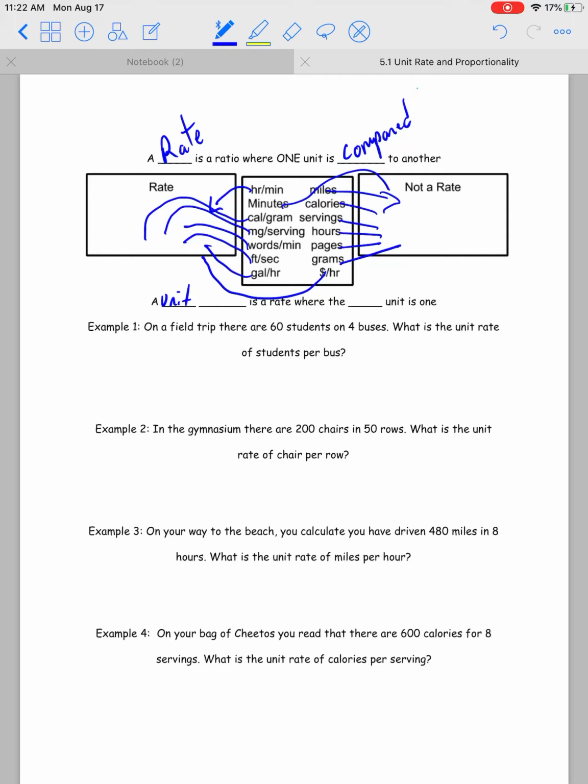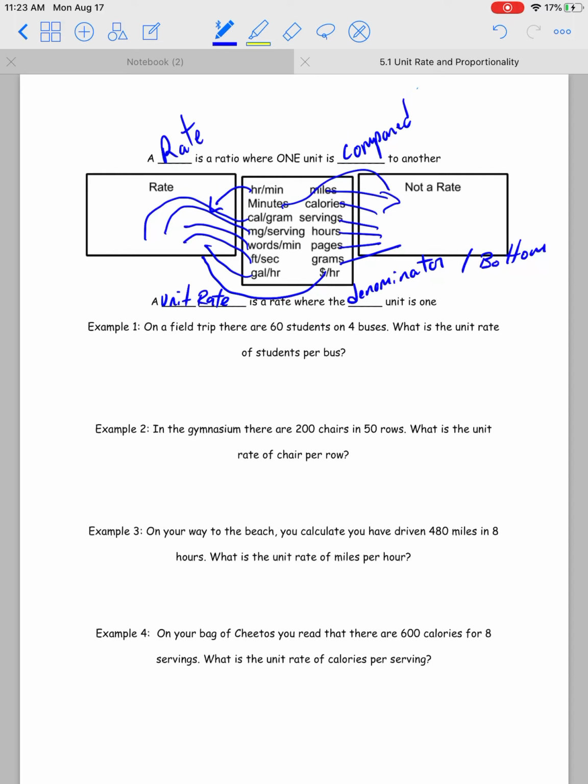A unit rate is a rate where the denominator, or the bottom unit, is 1. So x to 1. Let's look at some examples.